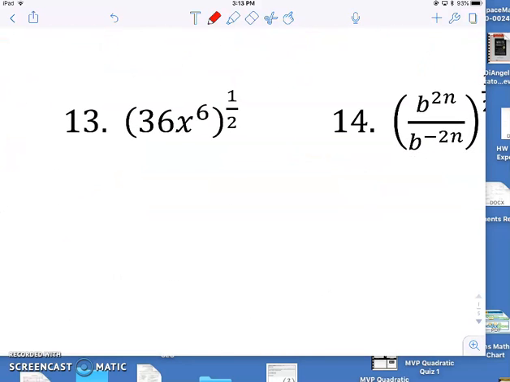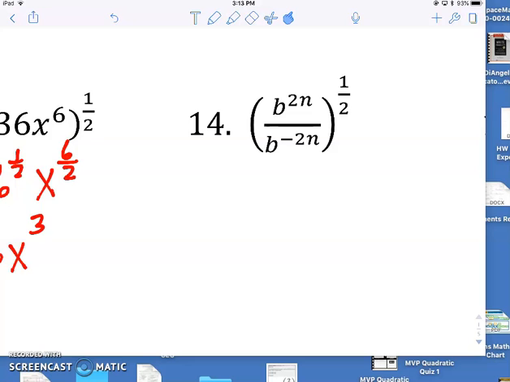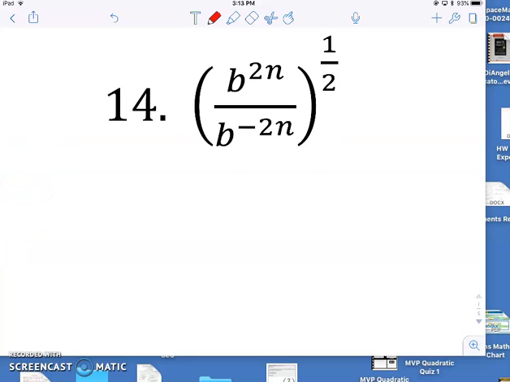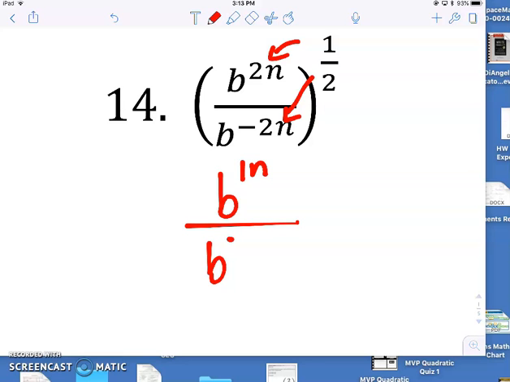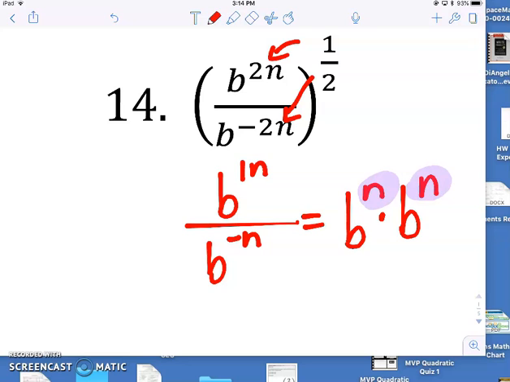When you think about number 13, we distribute. So 36 to the 1/2, x to the 6/2. 36 to the 1/2, the square root, so we have 6x cubed. 14, if we distribute, half of 2n is 1n, so b to the 1n. Half of -2n is -n. It's a negative exponent, so we have to flip it to the top. So b to the n times b to the n. And then again, we add these. So n plus n is b to the power of 2n.